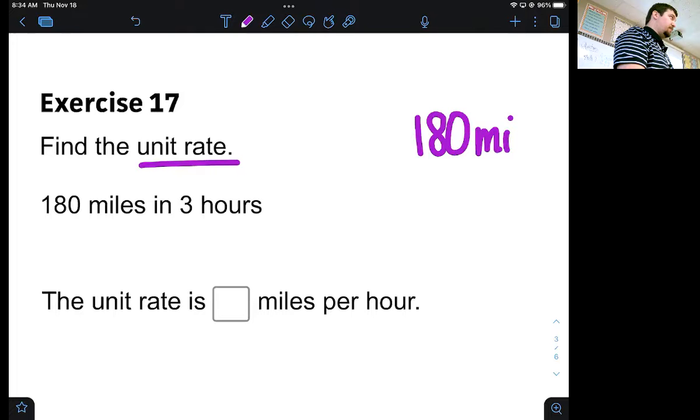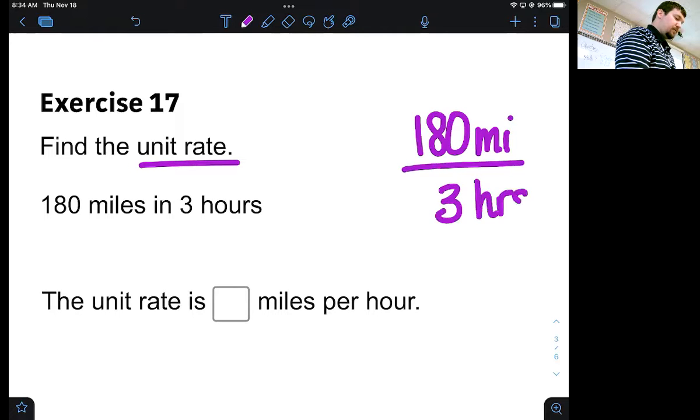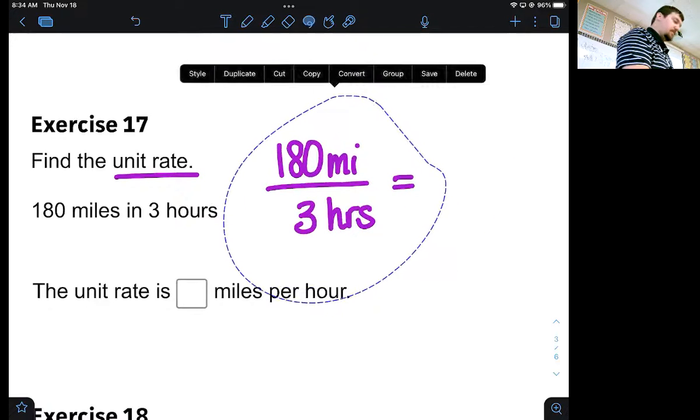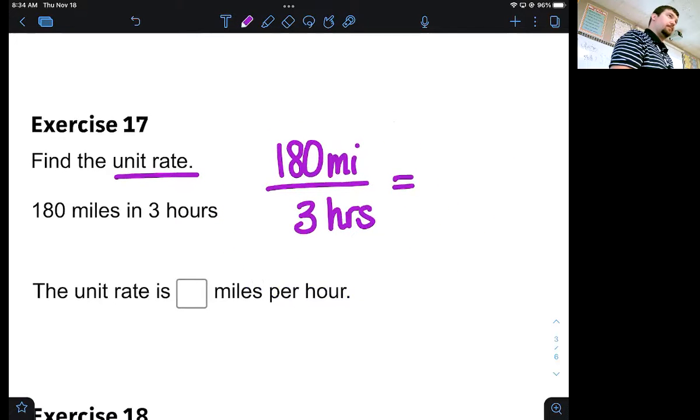Get a piece of paper out, I suppose, if that's what you're actually doing. Write 3 hours on the bottom. You can abbreviate. And then Branson, you're right. We do have to divide those. What's 180 divided by 3?